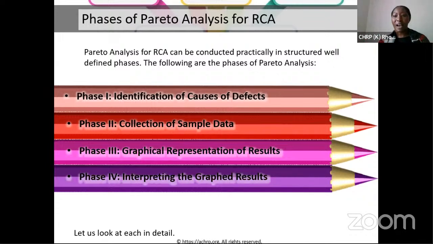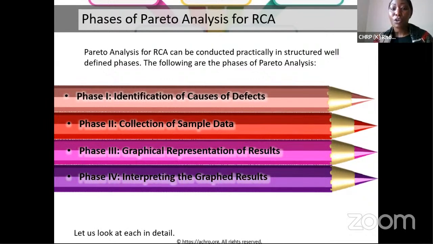And the phases are 4, just to summarize. Again, I think I'll just explain instead of going through the process because they are very easy. We have 4 phases when you're doing Pareto analysis or root cause analysis, and they're practically in a structured and well-defined manner.